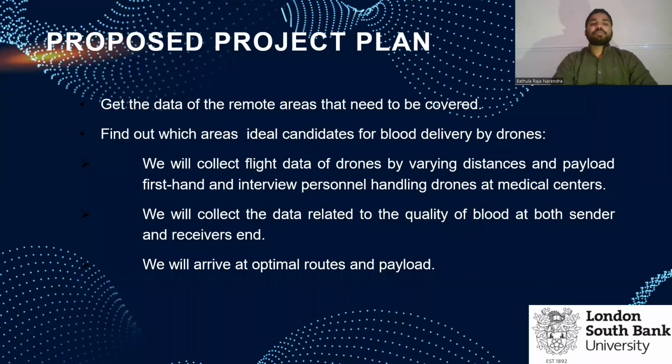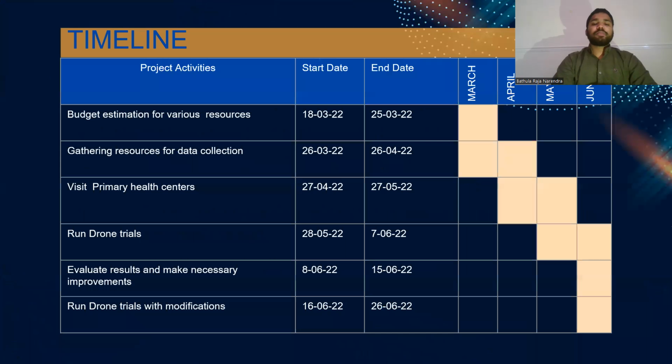The proposed project plan. Get the data of the remote areas that need to be covered. Find out which areas are ideal candidates for blood delivery by drones. We'll collect first-hand flight data of the drones by varying distance and payloads, and interview personnel handling drones at medical centers. We will collect data related to the quality of the blood, on both the sender and receiver side also. We will arrive at the optimal route for the payloads.